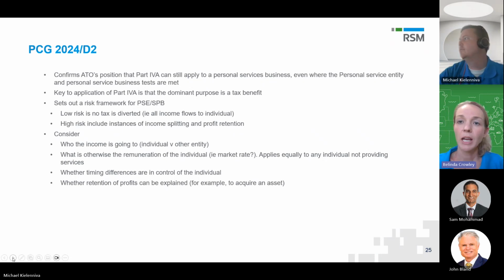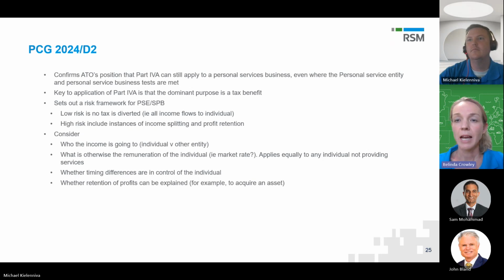So this PCG focuses on entities which do meet one of those tests, but the ATO says that even though they do meet one of those tests and therefore the PSI rules don't apply, Part 4A, which is the general anti-avoidance provision, can still apply to deem the income to belong to the individual themselves. So the PCG itself classifies arrangements as either high or low risk, depending on various factors.